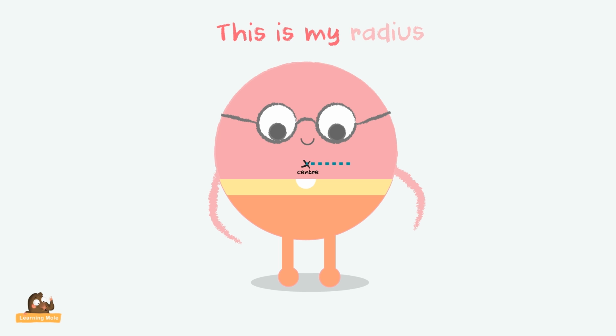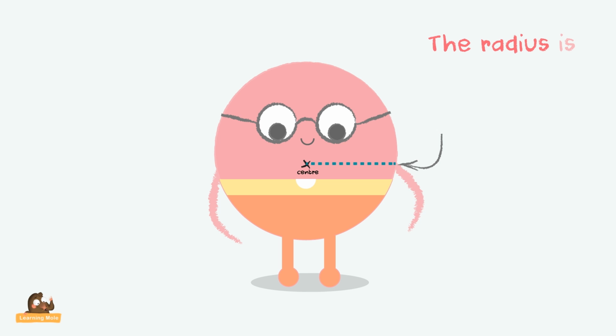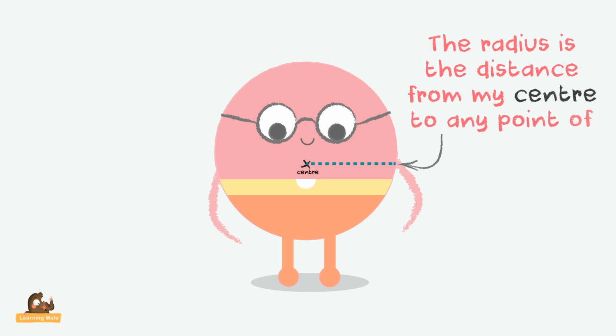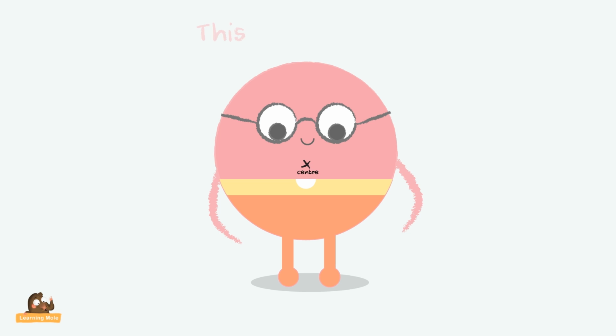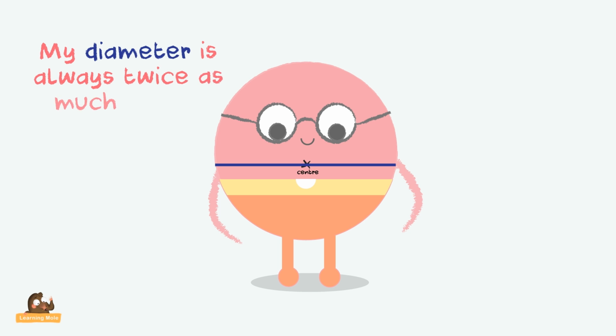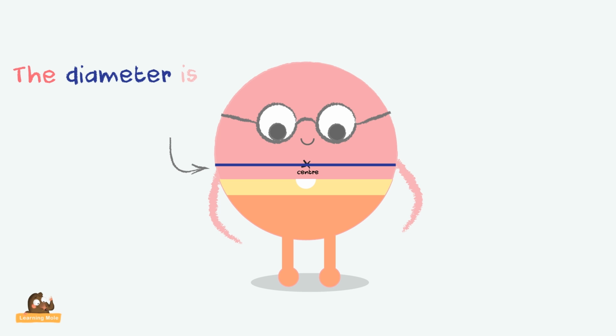This is my radius. The radius is the distance from my center to any point of the edge. This is my diameter. My diameter is always twice as much as a radius. The diameter is the distance across the circle.